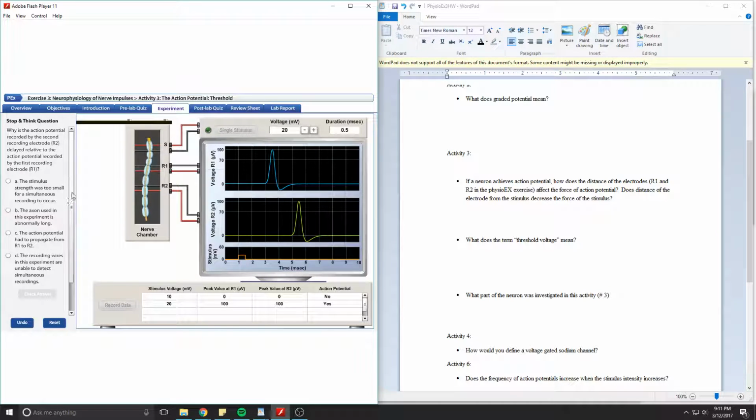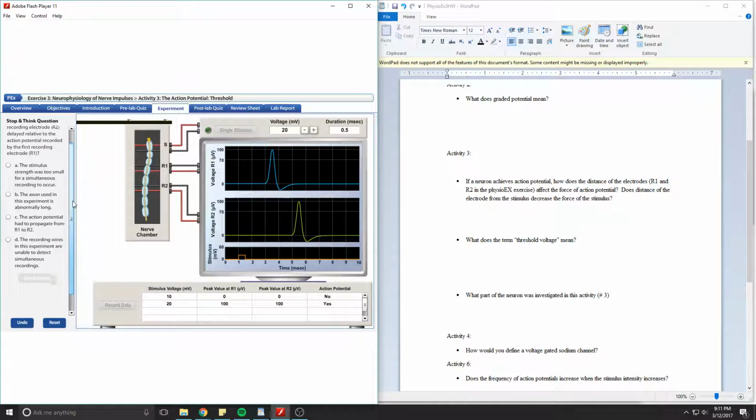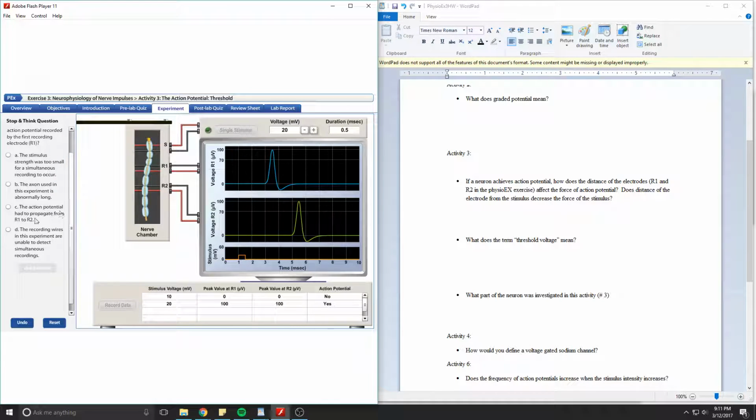So it's because the stimulus strength was too small. The axon used in the experiment is abnormally long. The action potential had to propagate from R1 to R2. The recording wires. I think I'm going to go with this one. Yeah, so it was right. It had to go down. It hit R1 and then R2.